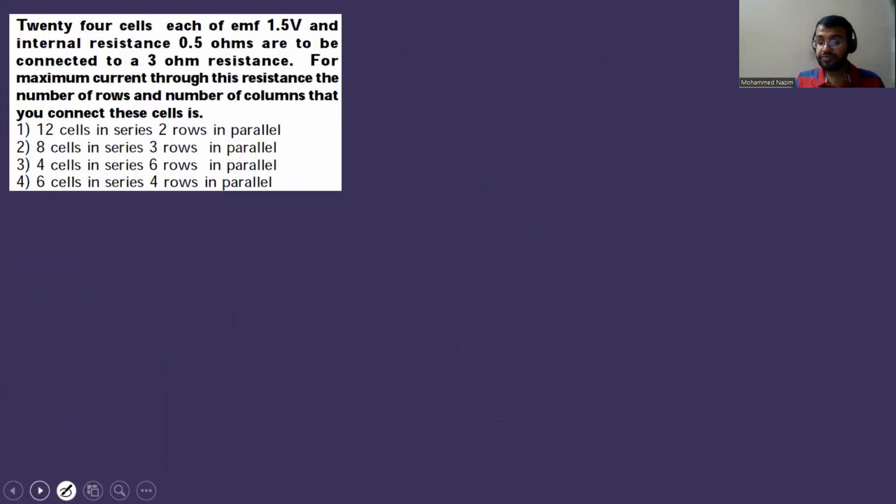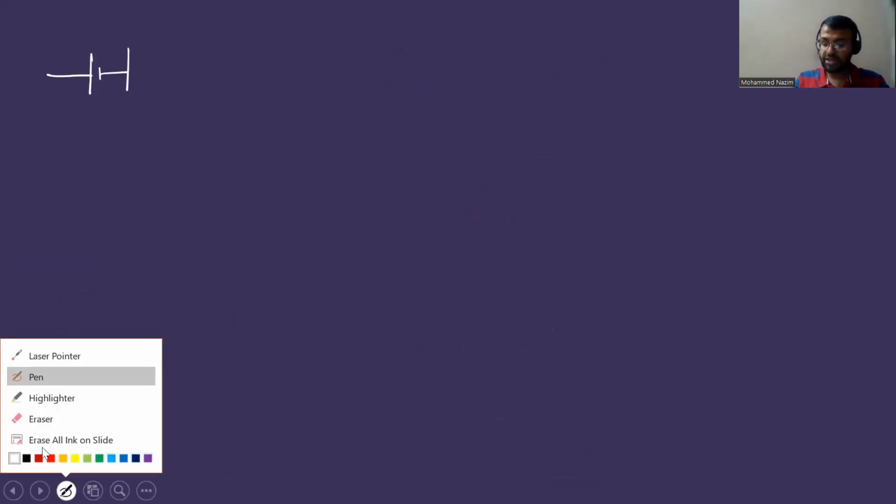The next question here tells about cells. Before doing this question, let us understand the concept of cells connected in parallel. Just see here. Let us say, suppose for example, I have 2 cells or 3 cells. You can take n number of cells.